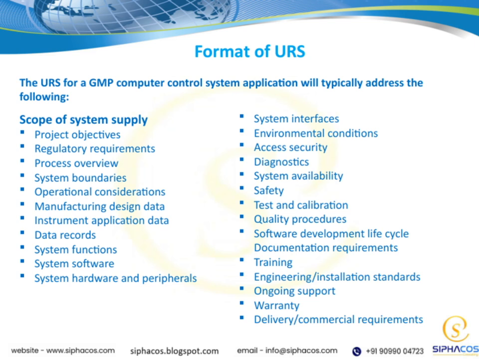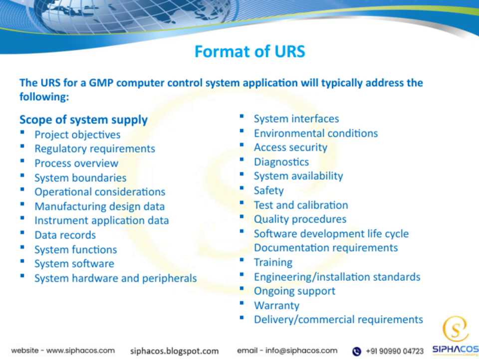We also need to specify manufacturing design data and instrument application data, which are essential for ensuring the system integrates properly with existing equipment and processes. Data records are another key point, emphasizing the importance of accurate documentation for traceability and quality control. The system functions, software, hardware, and peripherals are detailed to make sure the entire technical ecosystem is well-defined. It's important to specify the format of the URS itself, making it clear and structured for all stakeholders.